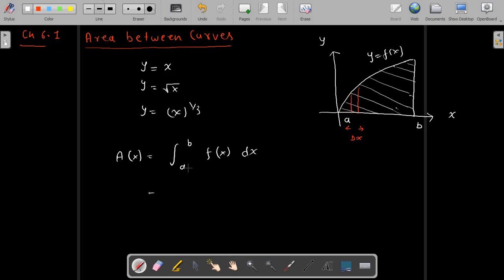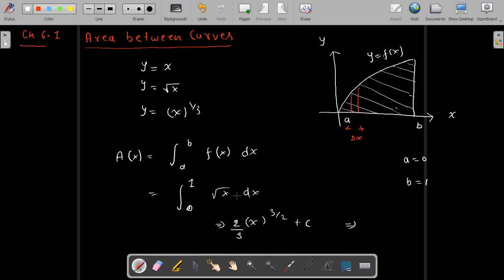Suppose I am giving you a to b. Suppose a is equal to 0 and b is equal to 1, so you need to go from 0 to 1, and f(x) I am taking as square root x. So you write the integral of square root x dx. You find the area, and that will be x to the power 3/2 divided by 3/2, plus c.